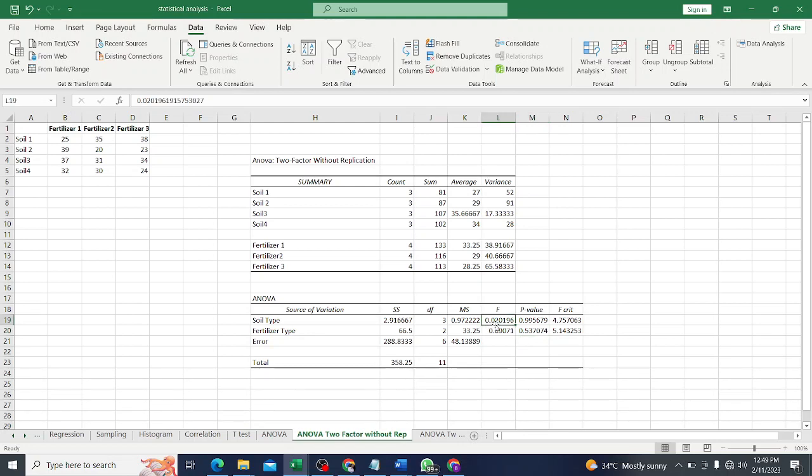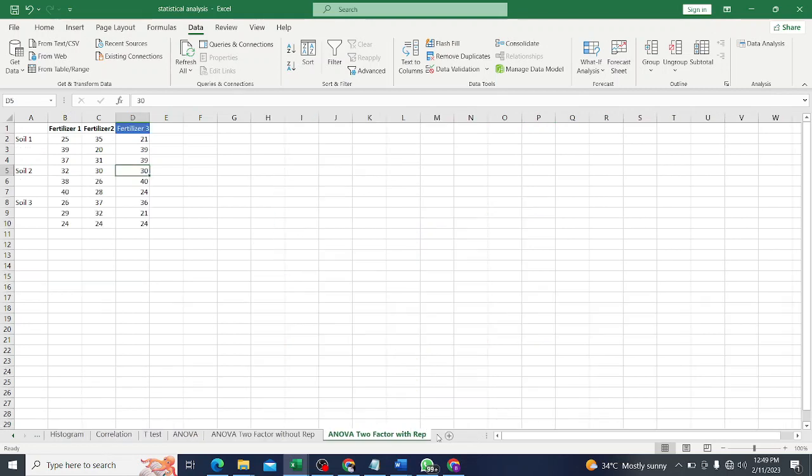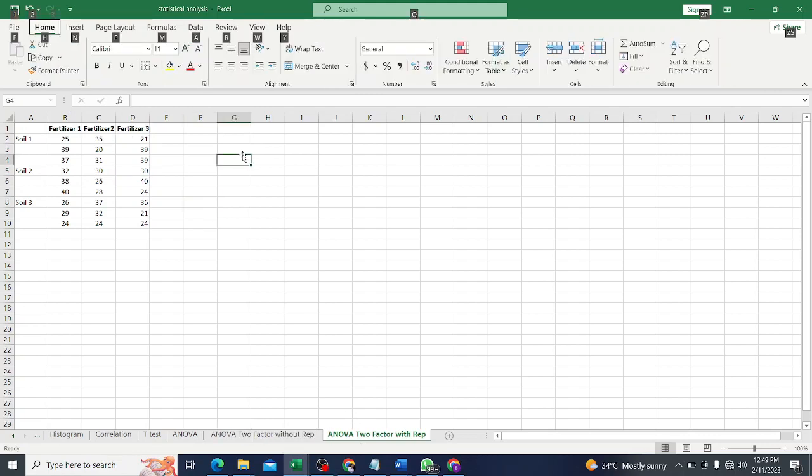So basically, that is ANOVA two-factor without replication. Now let's go to ANOVA two-factor with replication. In this case, our data has replication. We are still working with the two factors, soil type and fertilizer type.